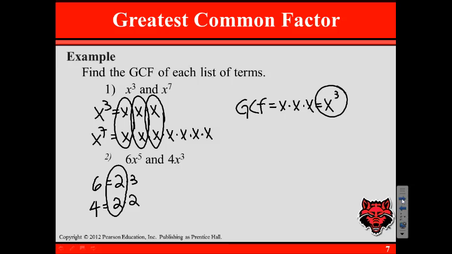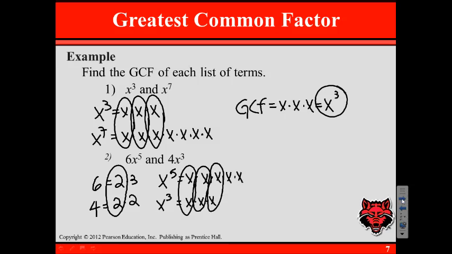Let's do the same thing with x to the 5th and x cubed. X to the 5th, we write 5 factors of x. X cubed, we write 3 factors of x. So we see they have 1, 2, 3 factors of x in common. So if we take all of the circled factors, multiply those together, the GCF will be 2 times x times x times x, or 2x cubed.